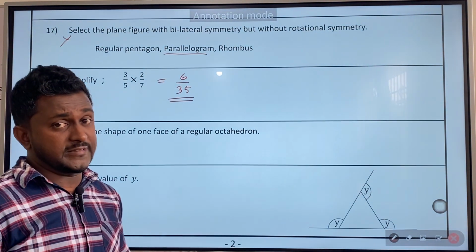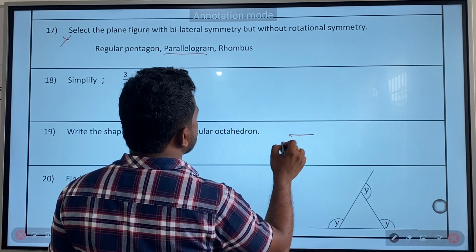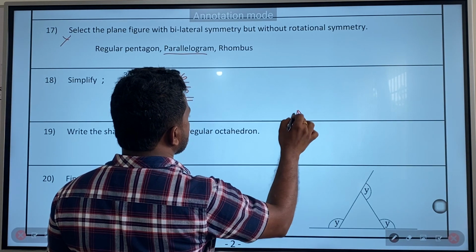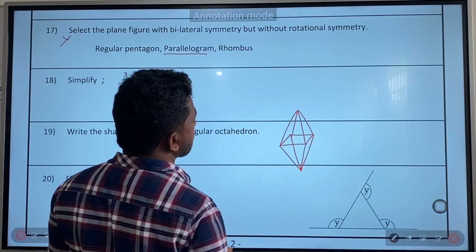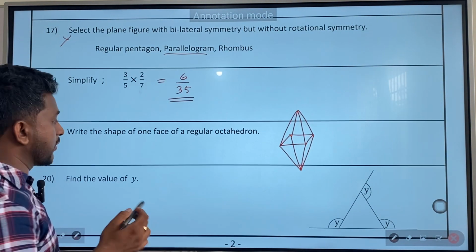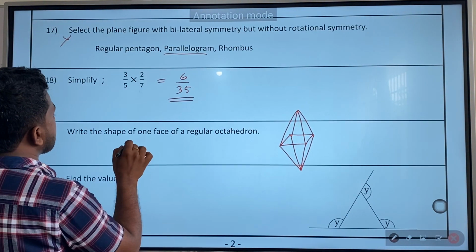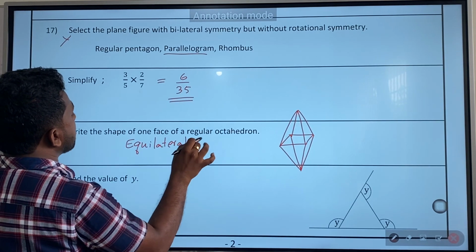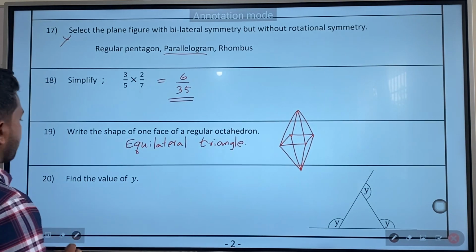Octahedron means how many faces does it have? How to draw that? We can draw an octahedron like that. So when it is a regular octahedron, what is the shape? Equilateral triangle. It's a triangular face. So when it is a regular octahedron, equilateral triangle. Then find the value of y.